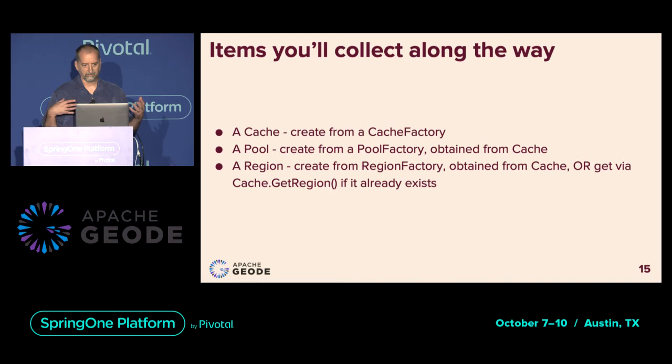All right, so as you get into the code, there are some objects that you need, and you will collect them along the way. You start with a cache, which you get from a cache factory. The Geode programming paradigm makes pretty extensive use of a factory pattern.